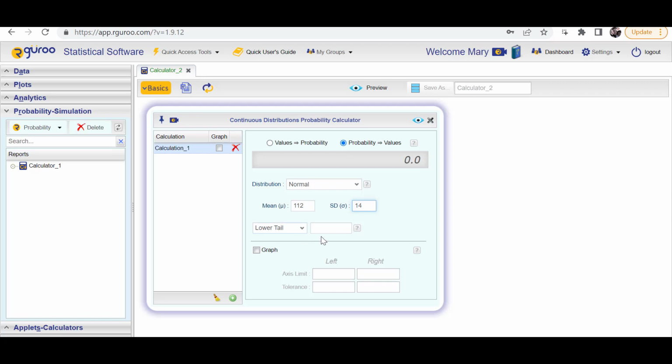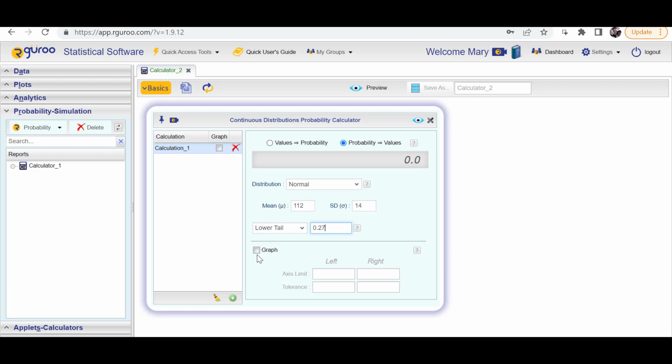And so what they did when they gave us the percentile is they gave us the lower tail. So you have options lower tail, upper tail, between tails, outside tails. Lower tail is when they give you the area to the left or the lower. Upper tail is when they give you the area to the right or above. Between, obviously, is when they give you the area between the two. And then outside is when they give you the area on either side. So we're going to choose lower, and we're going to put in the area to the left, which is 27%. So here's the thing. You got to put it in as a decimal.